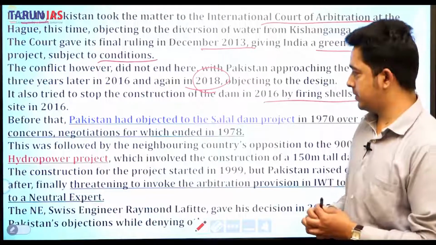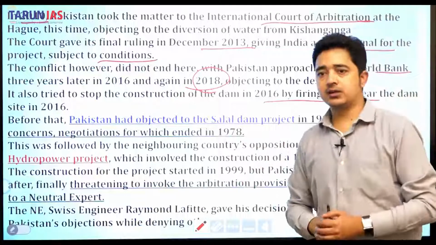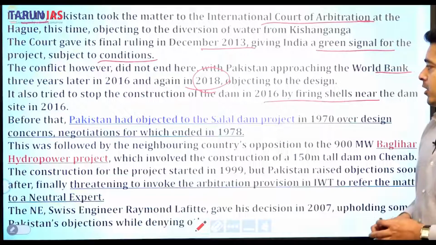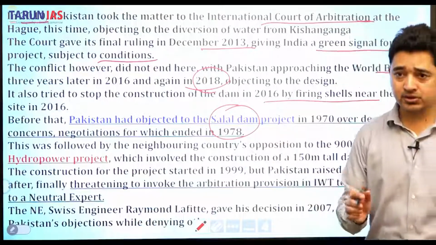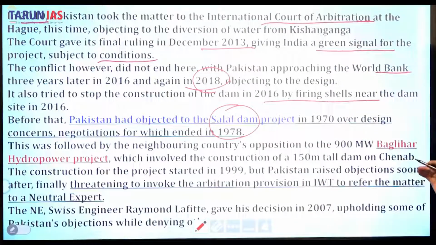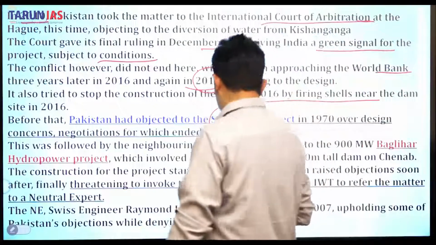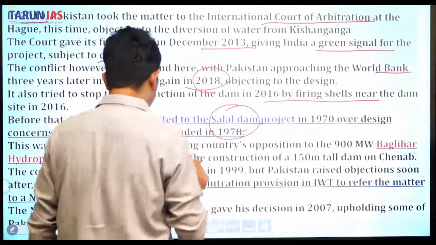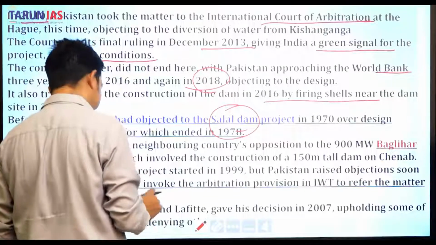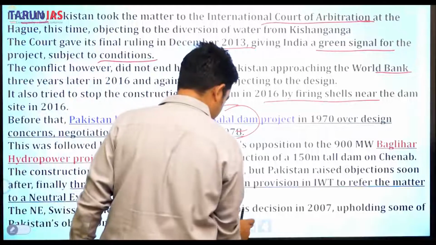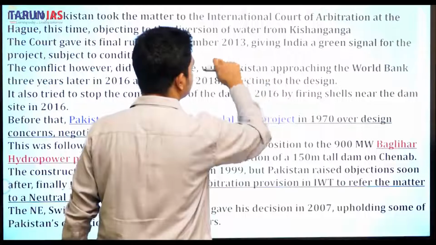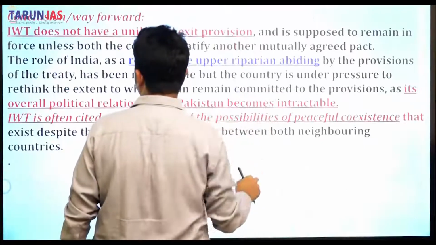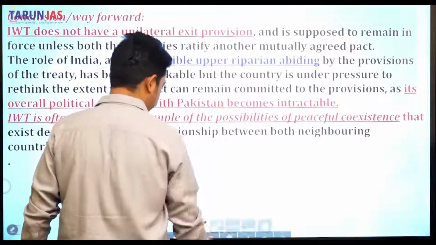So there were lots of hydropower project disputes between the two countries, as we have recently seen on the map. Pakistan had objected to the Salal Dam project. Find it on the map, where the Salal Dam project is. In 1970 there were design concerns, and negotiation ended in 1978. The body established by the World Bank gave the decision. So what exactly do you need to mention?